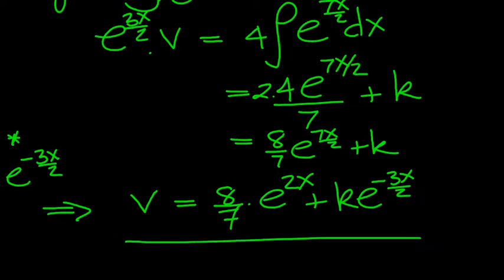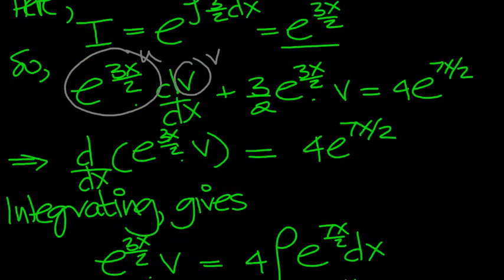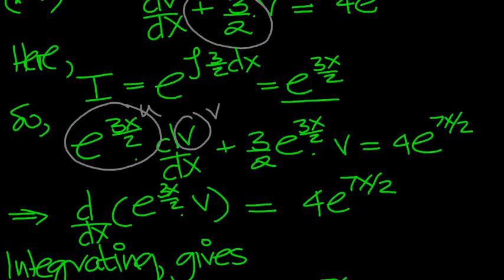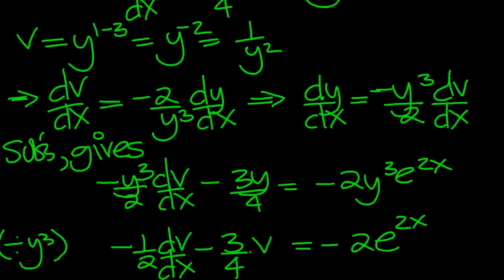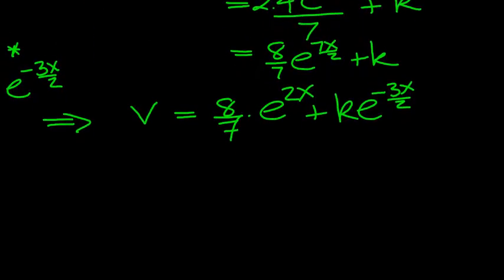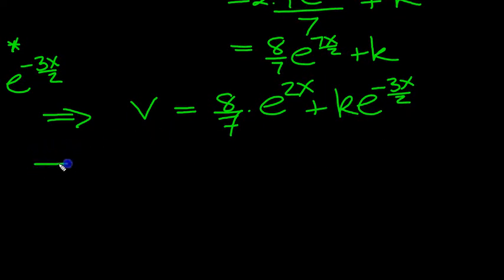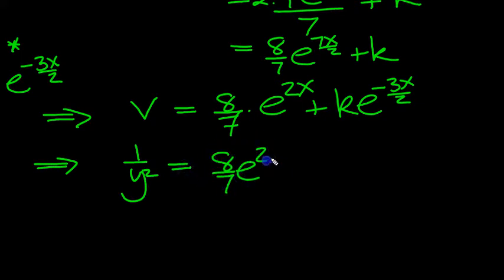Oops, that's v. So v at the outset we said was 1 over y squared, I think, wasn't it? Let's have a look. I think it was 1 over y squared. Yeah, there it is there at the top. So we need to put that in. So that's what v equals then. So that implies 1 over y squared equals 8 sevenths e to the 2x plus k e to the minus 3x over 2.